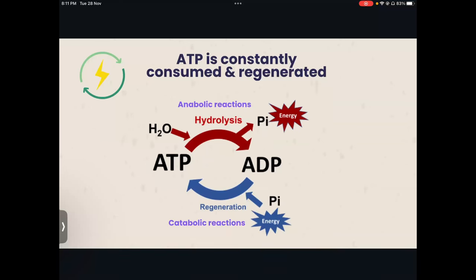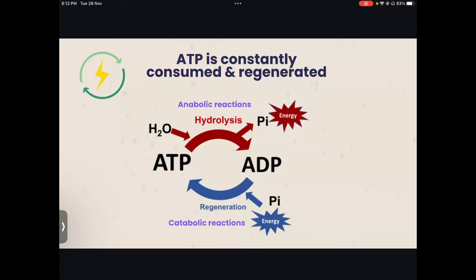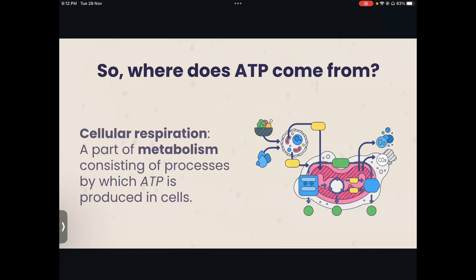The reactions which consume energy or use up the ATP, we call anabolic reactions. And the reactions which regenerate the ATP, we call catabolic reactions. We will dive deeper into them. This is an introduction. So, all this ATP that we're talking about, where does it come from? One of you already mentioned it, which is mitochondria, one of the sites where ATP is made. But the actual processes which create ATP are called cellular respiration, or metabolism. Cellular respiration is a subset, or a part, of metabolism which produces ATP in cells.